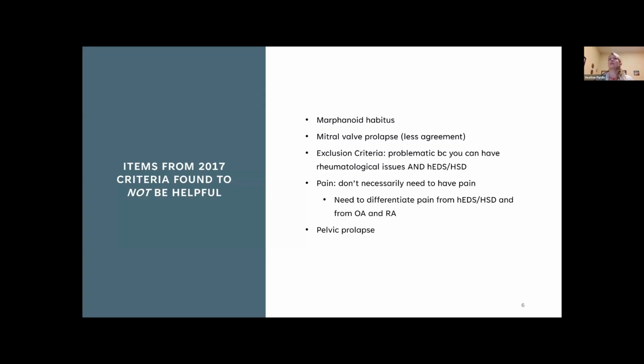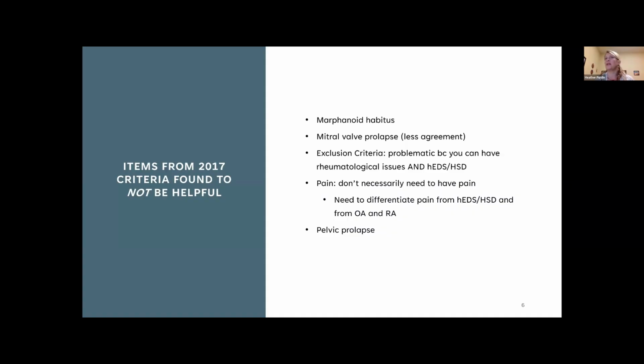And then the other one was exclusion criteria. So that can be problematic because one of the exclusion criteria is if you had a rheumatological condition like rheumatoid arthritis or lupus, then you couldn't be given the hEDS diagnosis unless you're a rheumatologist that really specializes in this and could say, no, they really have both. And so they felt that was excluding people that had hypermobile Ehlers-Danlos syndrome because you can certainly have both. And so I think that's on the chopping block for things that they want to potentially clarify or get rid of.